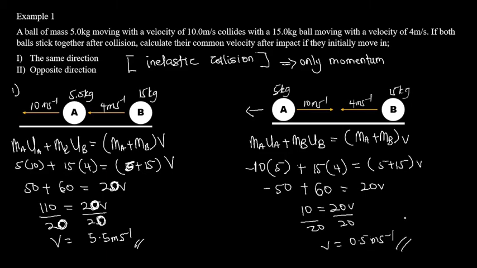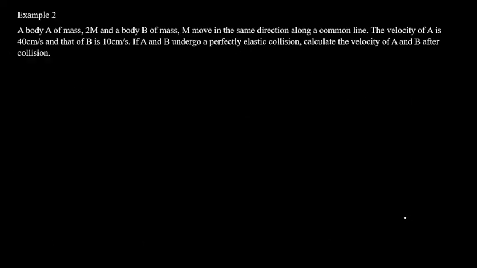Alright, let's have a look at another example. Example number 2: a body A of mass 2m, and a body B of mass m move in the same direction along a common line. The velocity of A is 40 centimeters per second and that of B is 10 centimeters per second. If A and B undergo a perfectly elastic collision, calculate the velocity of A and B after collision.